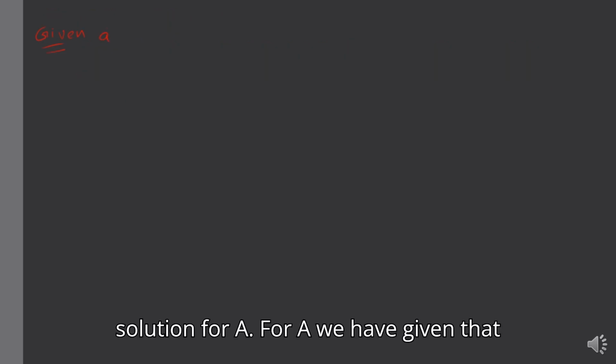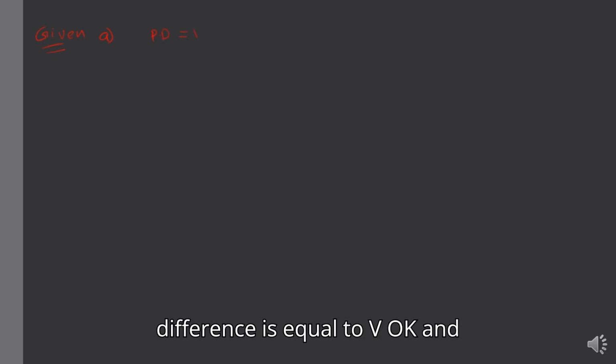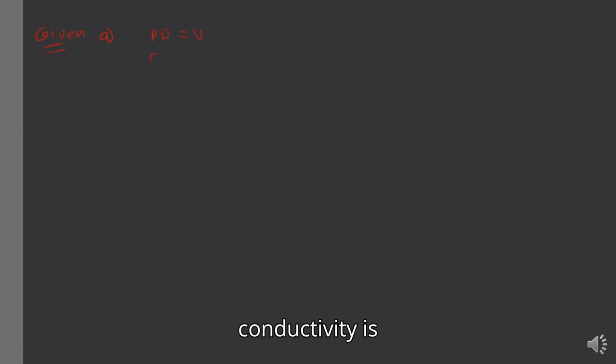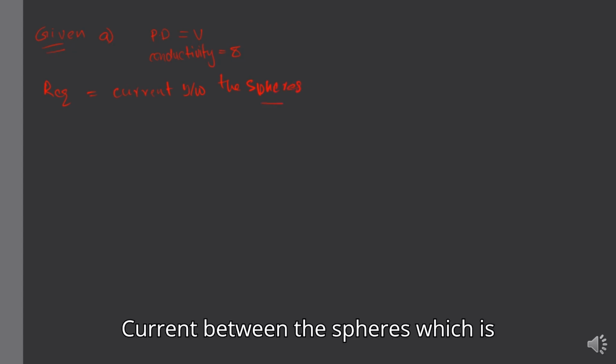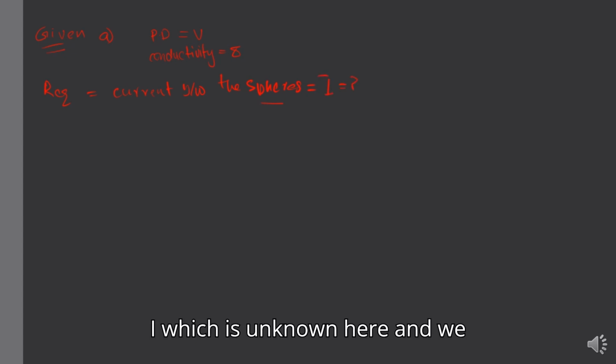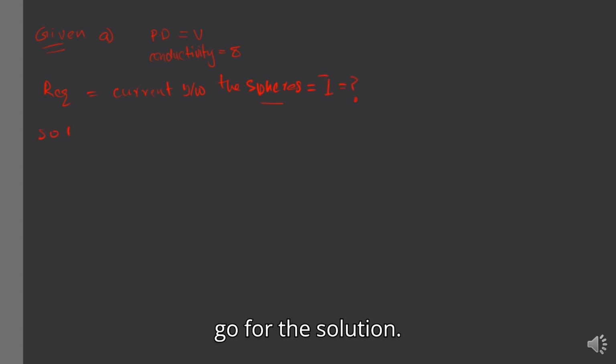For the solution of a, we are given that the potential difference is equal to V, and the conductivity between the material is sigma. Now the required thing is the current between the spheres, which is I, unknown here, and we go for the solution.